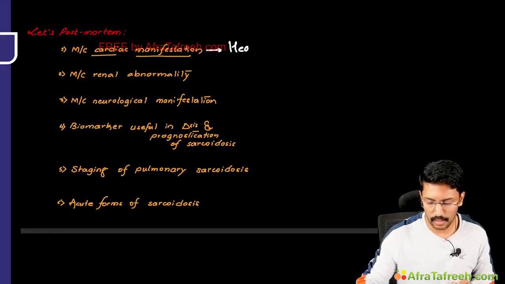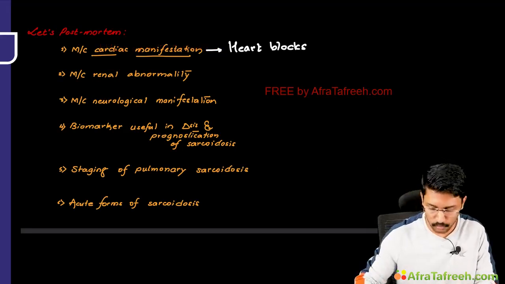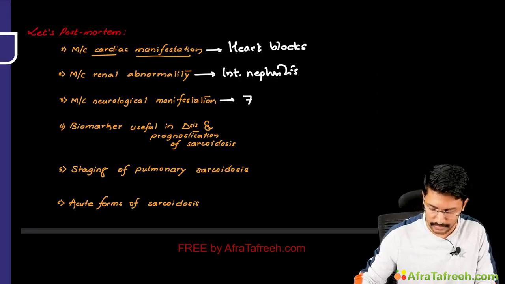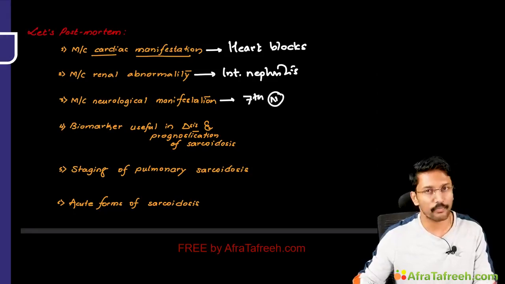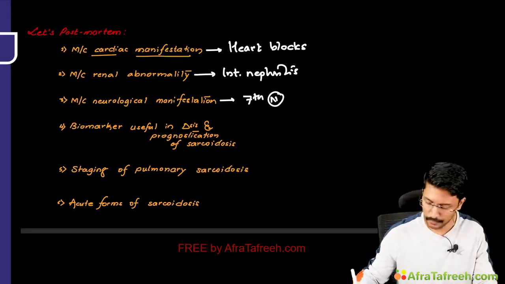It is the heart blocks. The reason I'm doing this is all these are important MCQ points. What is the most common renal abnormality? That is interstitial nephritis. Okay, what is the most common neurological manifestation? Seventh nerve palsy, which is often bilateral. If both are mentioned, bilateral and unilateral, I would definitely go with bilateral.